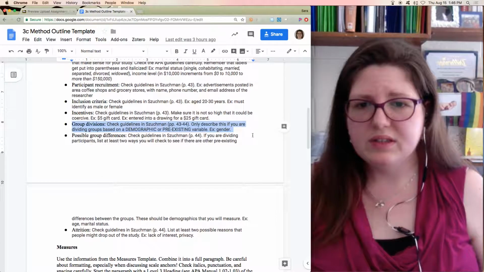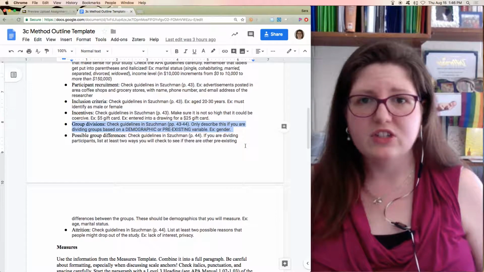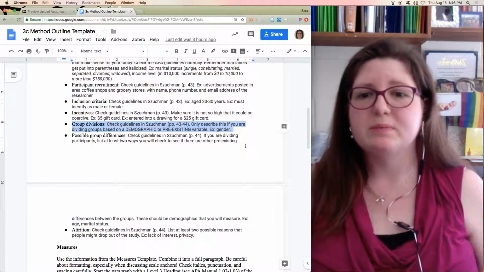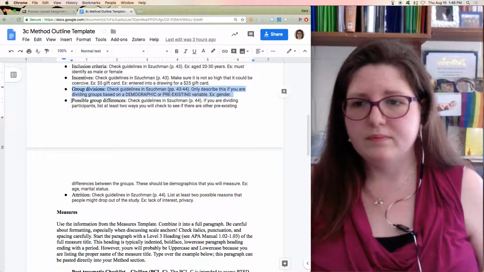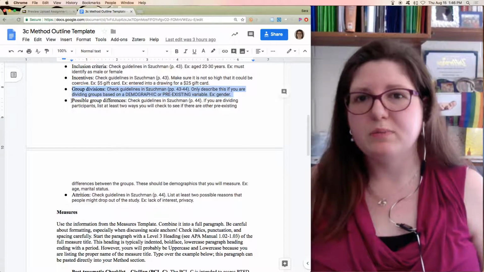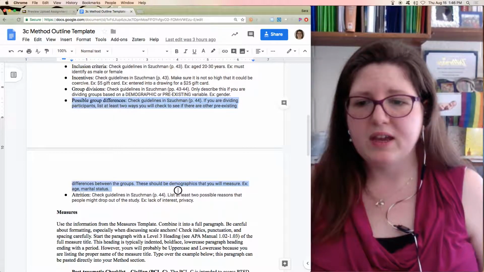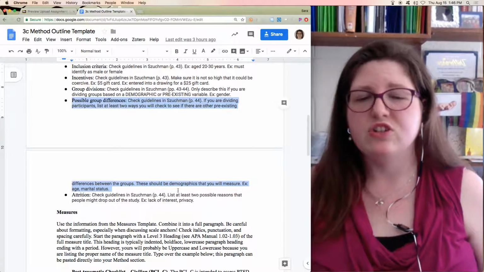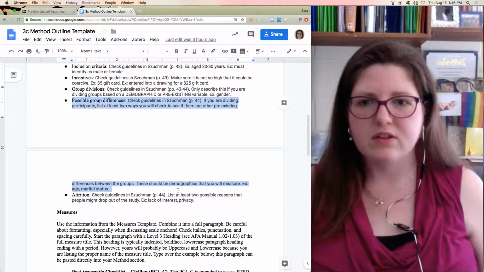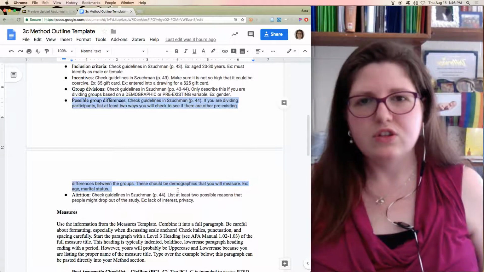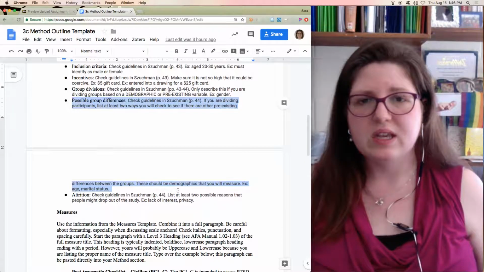Group divisions: if you are comparing two groups based on a demographic factor, like men and women, you would explain what that is here. Or people who have been diagnosed with depression in the past and people who haven't. If you are dividing people up like that, so on some pre-existing factor, so you're not randomly assigning one person to one group and another person to another group, you need to talk about ways you're going to check to see if there are other group differences.